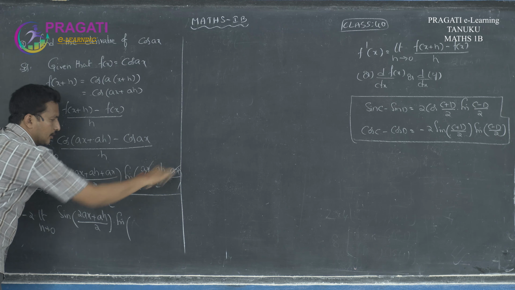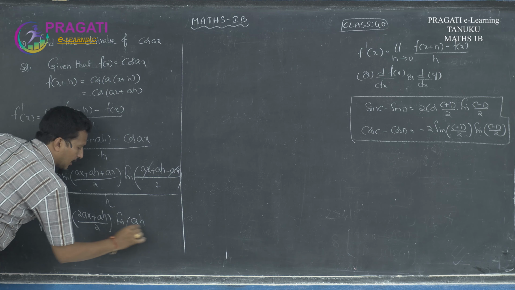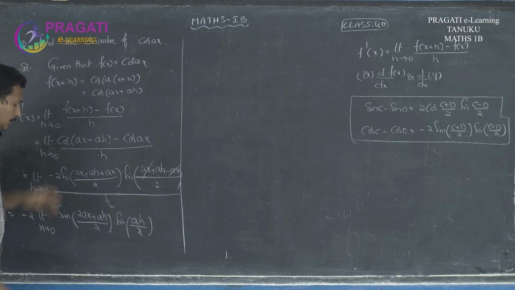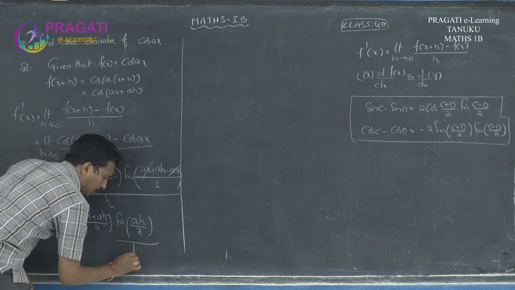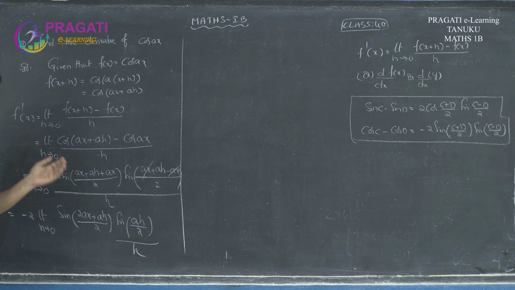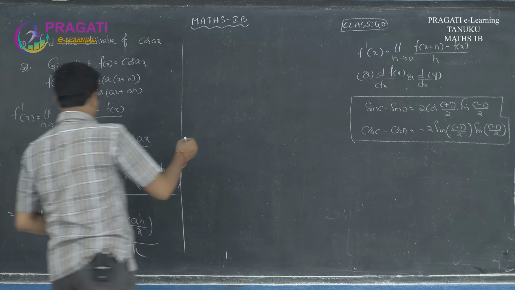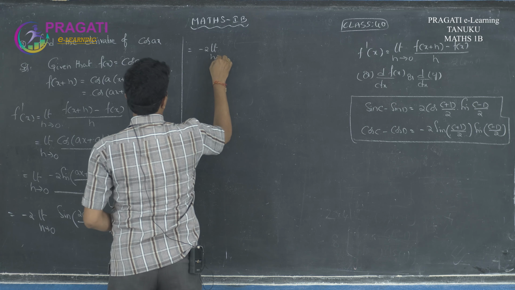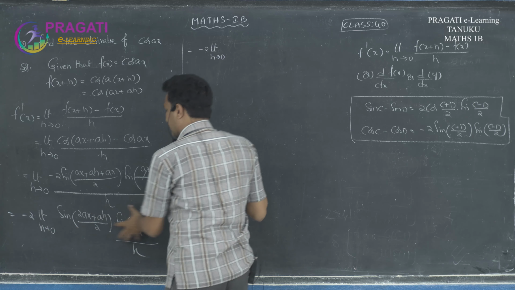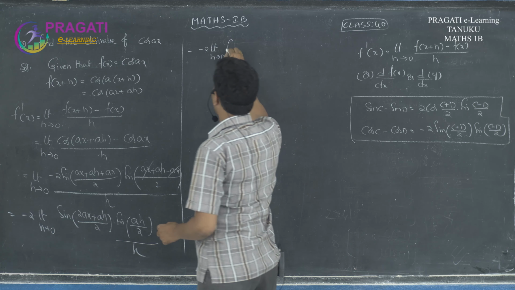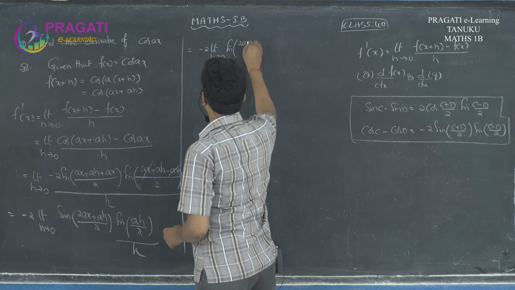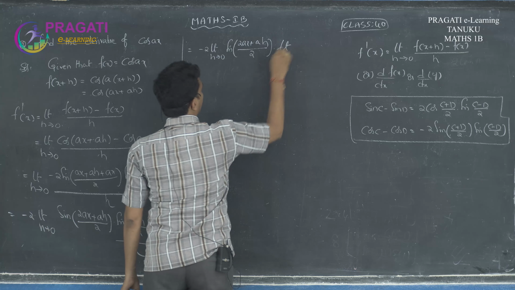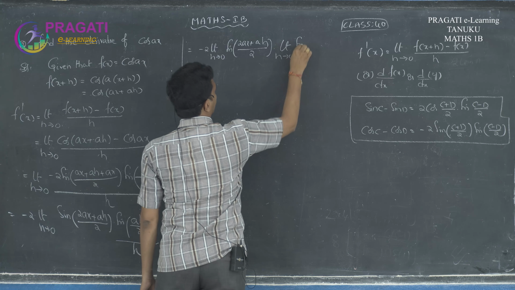Here the 2 cancels, then it can be written as ah by 2. Here h is to write only one term, either the first term or the second term, because it is converted into sin nx by x. Here minus 2 into limit h tends to 0, f of x into g of x is equal to limit h tends to 0, f of x into limit h tends to 0, g of x.